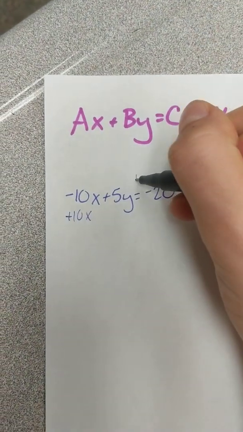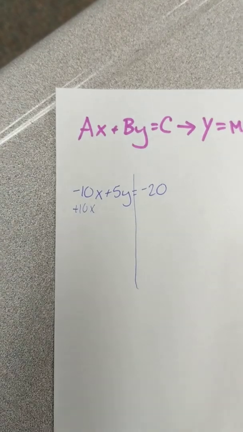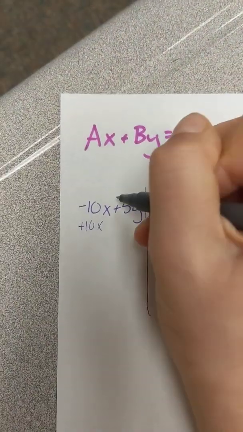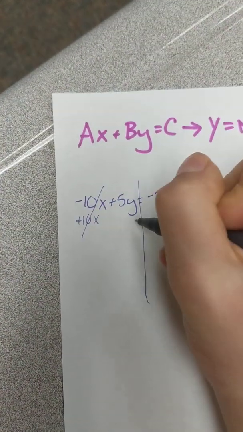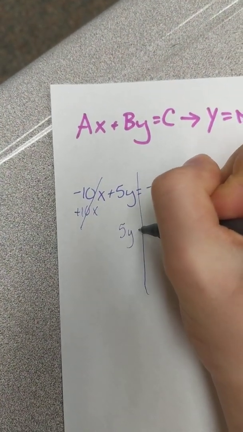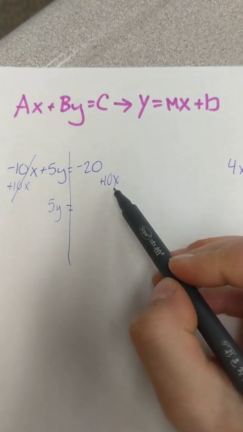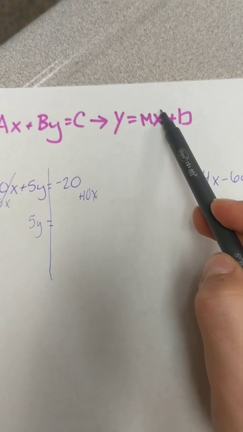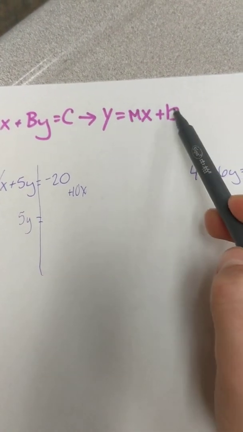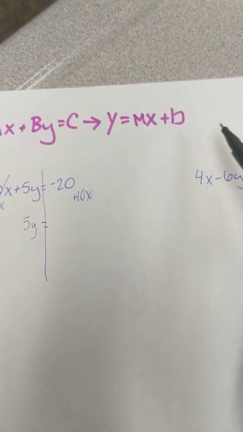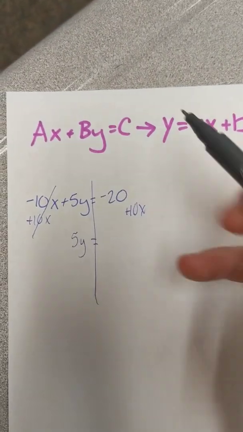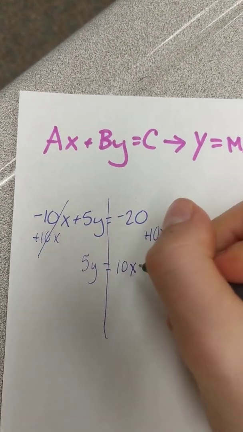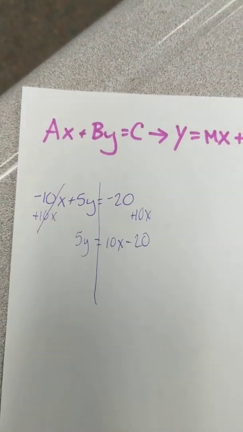And it might be useful if you draw your line in here. I'm going to add 10x on both sides. The negative 10x and the positive 10x cancel each other out, leaves you with 5y on the left. These negative 20 and 10x are not like terms, so you can't combine them. I do want to point out that we want the mx term first and your plus b, your constant, second. So I'm going to put my plus 10x first, a positive 10x, and then I have a negative 20, so I'm going to put my minus 20 after.